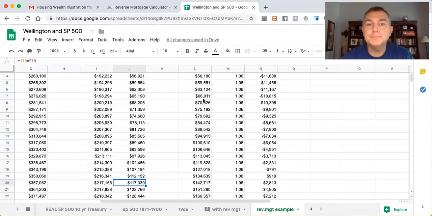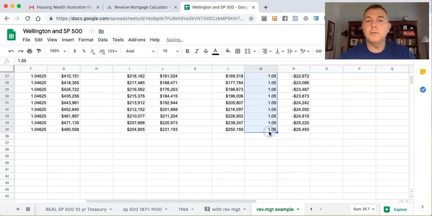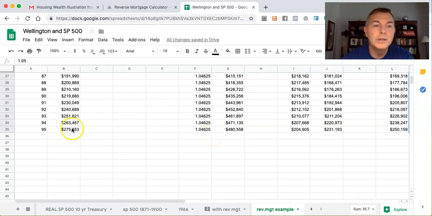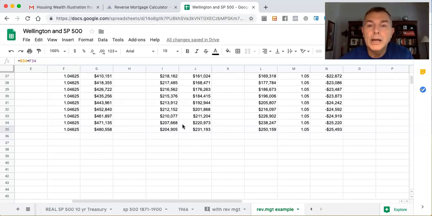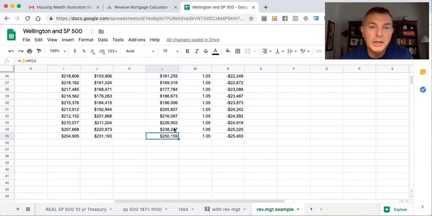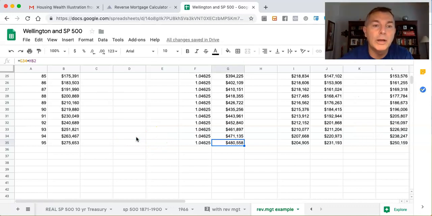If I got 5%, 1.05, I imagine I'll be short quite a bit here. So if I only got 5%, I'll never make it back. If I only got 5% in the markets, by the time I'm 95 years old, I owe $275,000 on that $62,000 loan I took out, and I only have $250,000 in an investment account. So I've lost $25,000 there, but I still have $480,000 in total value of my home. So I owe $275,000, and I still have $480,000.